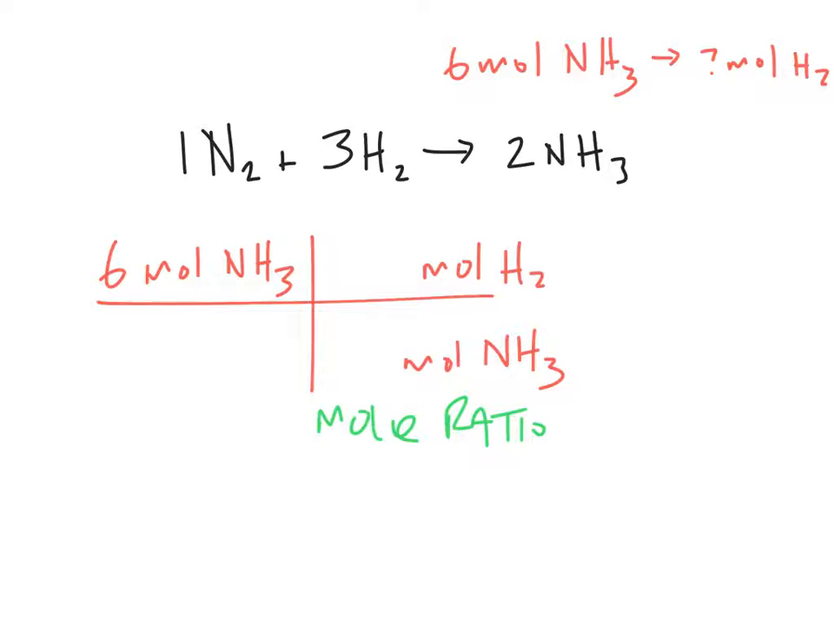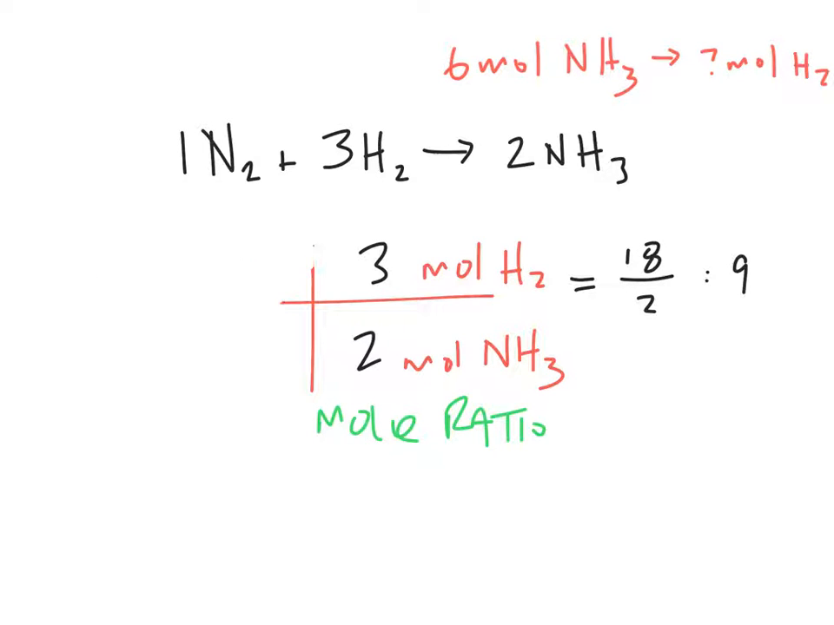And so now I look up in my original equation, I'm going to look at the coefficients. I'm going to write the coefficient for hydrogen gas, which is a 3. And then I'm going to write the coefficient for ammonia, which is a 2. And there's my mole ratio. What this says is that for every 3 moles of hydrogen gas I have 2 moles of ammonia. So my ratio is 3 to 2. So you would just do the math. 6 times 3 is 18. 18 divided by 2 is 9. So I would have 9 moles of hydrogen gas.